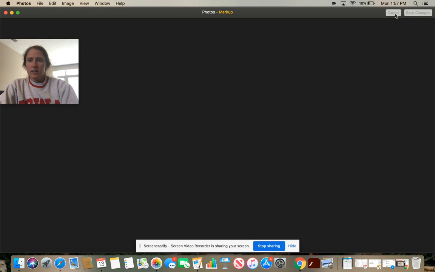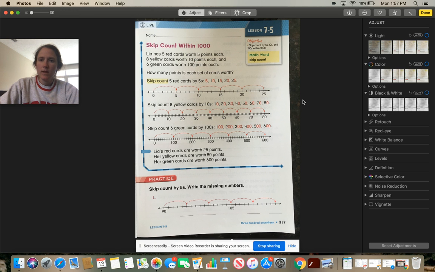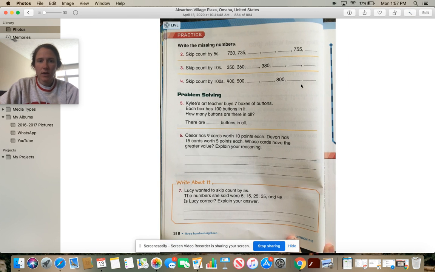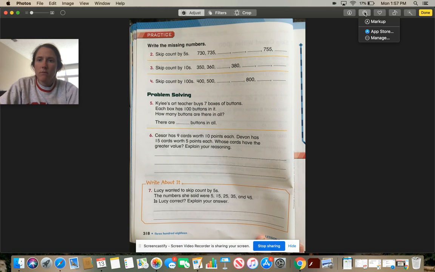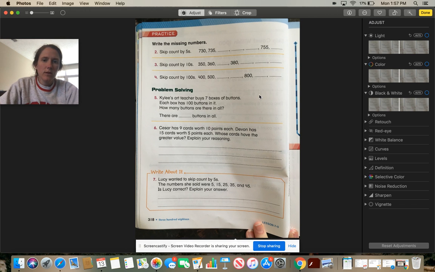So let's move on to the next page. Oops, I didn't want to do that. Okay, so now we can go on to the next page. And we are still skip counting. So let me get into editing mode, and I can mark up the page.